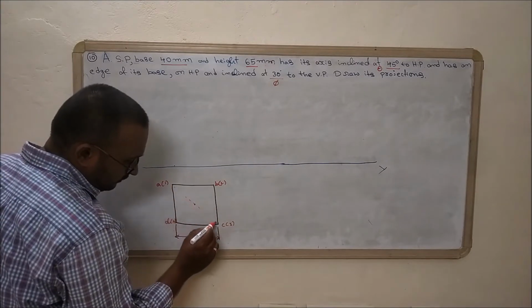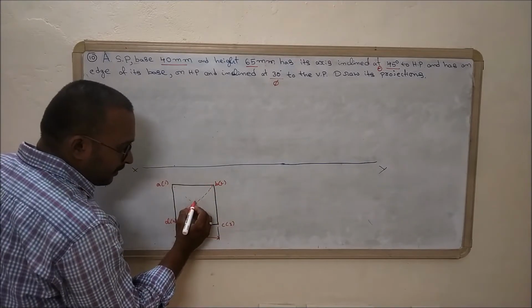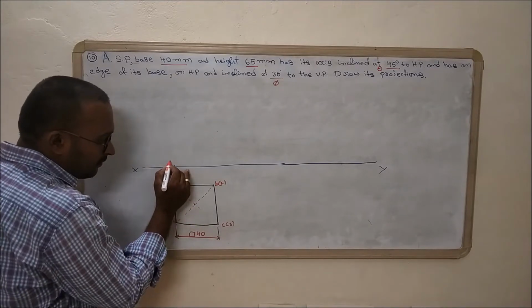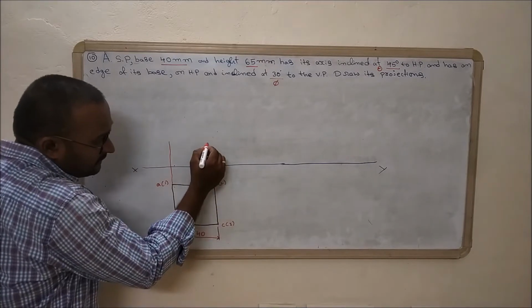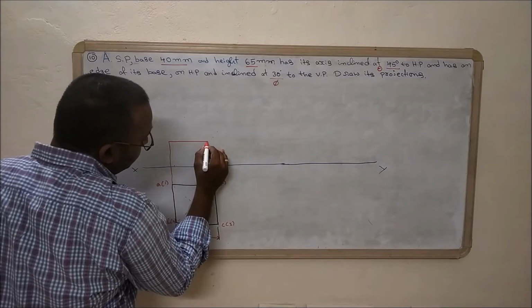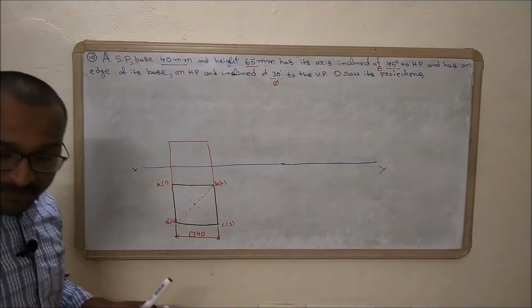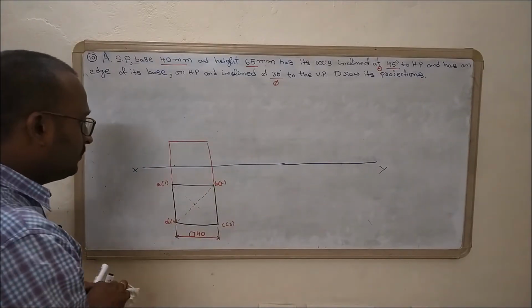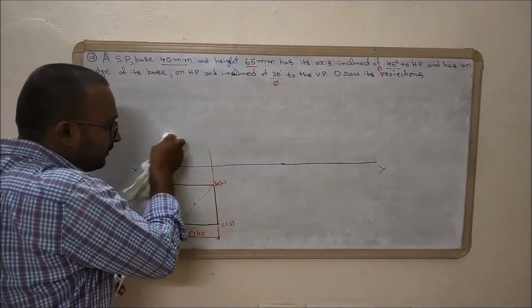Then here this is the center axis. Then we need to project each and every point upwards to get the desired front view of the given problem. Here one of its base edges is on HP, so we must start exactly on the XY line.